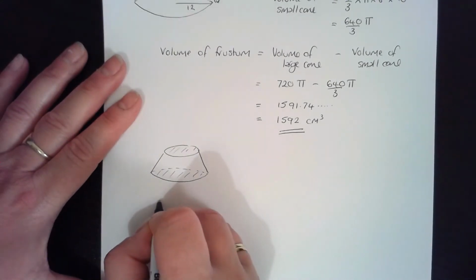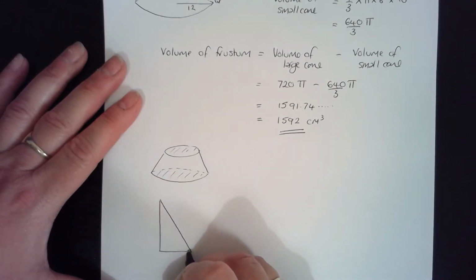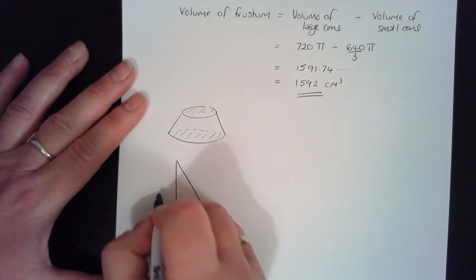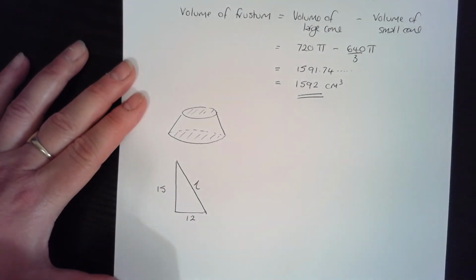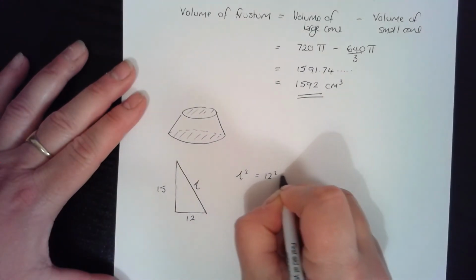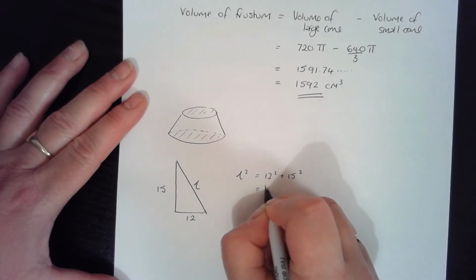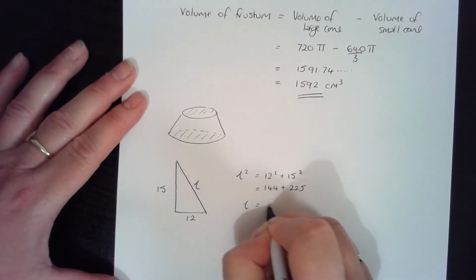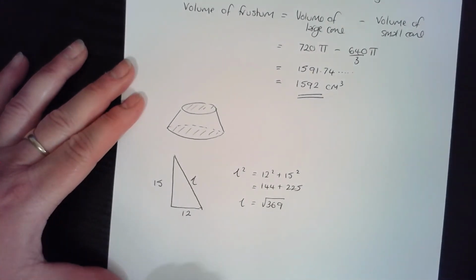So for the large cone, we know that that was 12. This one was h plus 5, so that becomes 15, and that's the slant height of the large cone. So L squared is equal to 12 squared plus 15 squared. So that's 144 plus 225 gives me that L is equal to the root of 369, and I'm going to leave it like that.